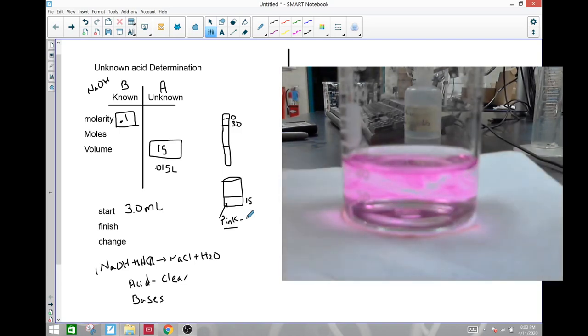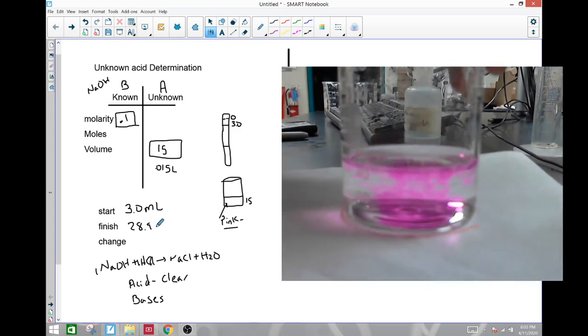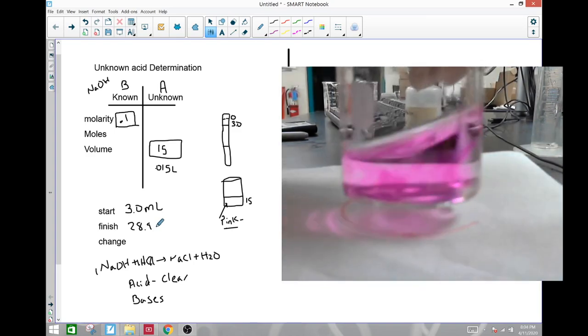And I could record my volume down here, which is now 28.9. So let me record that down so I don't forget. I got here 28.9. Now again, I could continue at this point if I wanted to and just say, what would happen if I add a couple more drops? Just a little bit more, and this thing should just turn nicely pink.